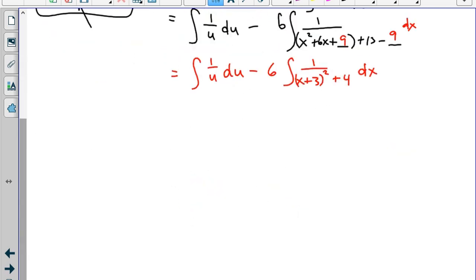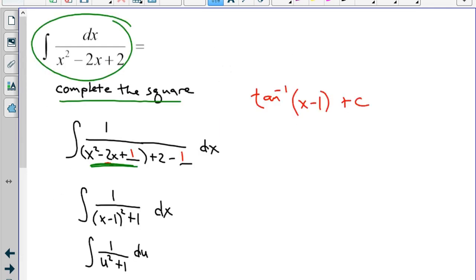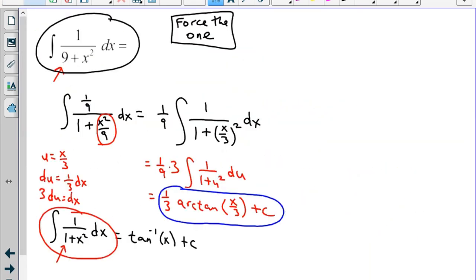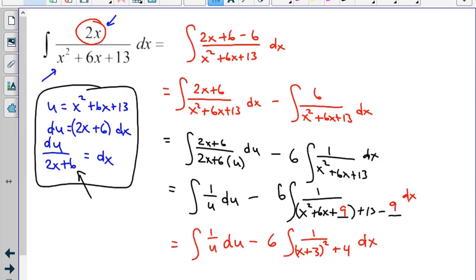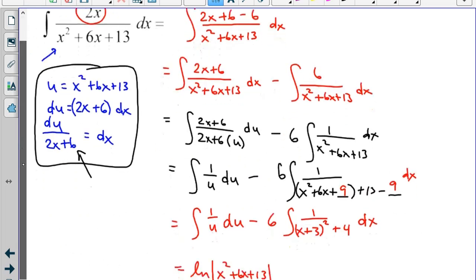So now if I'm looking at the one on the left, I can just do natural log of the absolute value of u, and u, remember, was x squared plus 6x plus 13. So now I've taken care of that left integral. Now I'm going to start working on the right integral, and this is a situation like earlier. We're going to go way back. We had this problem where we had to force the 1. So what I'm going to do is, this looks a whole lot like arctangent, but I need to force the 1.